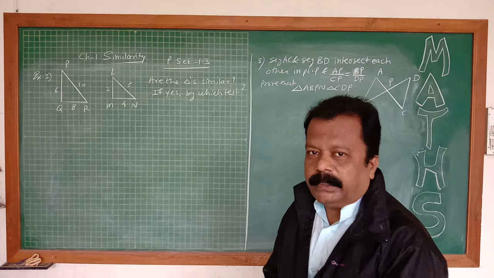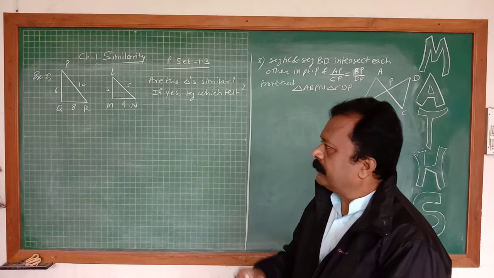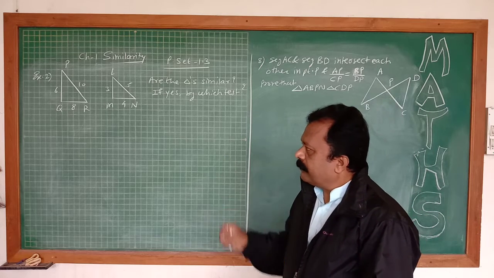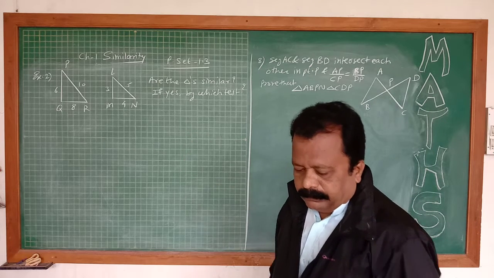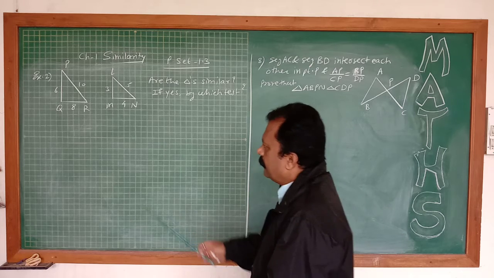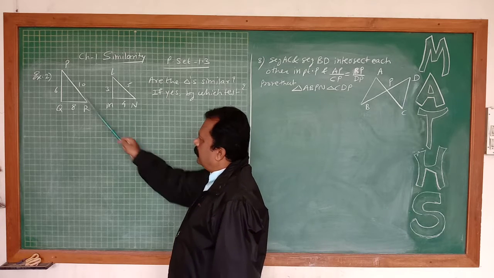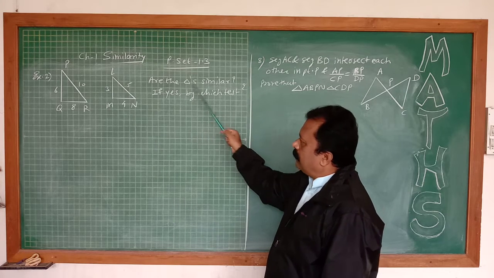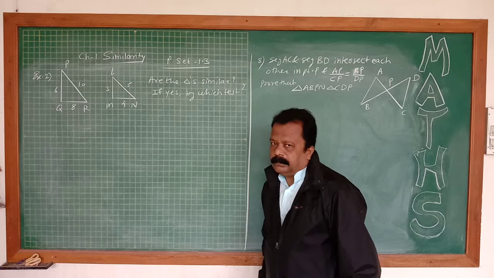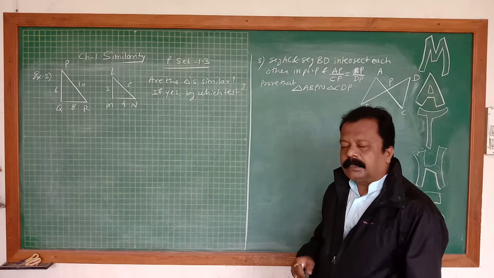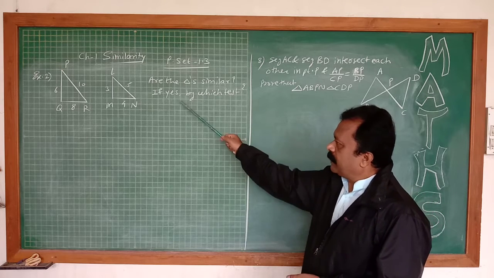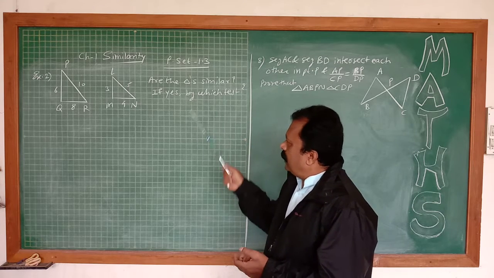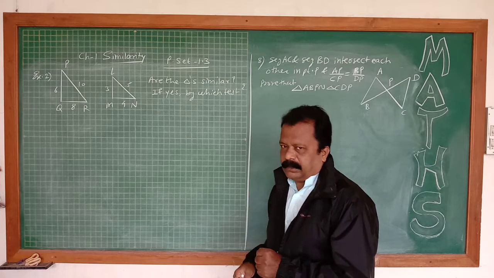Now practice set 1.3, example number 2. In triangle PQR and triangle LMN, sides are given. And the question is: are the triangles similar? Are these two triangles similar or not? That we have to discuss. If yes, then by which test? We have to show the triangles similar by which test.